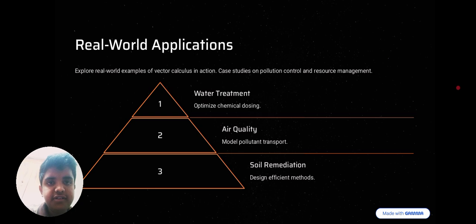Next we discuss the real-world applications of vector calculus. Explore the real-world examples of vector calculus in action. Case studies on pollution control and resource management. First one is the water treatment. It optimizes chemical dosing. Second one is air quality, model pollutant transport. Third one is the soil remediation, design efficient methods.